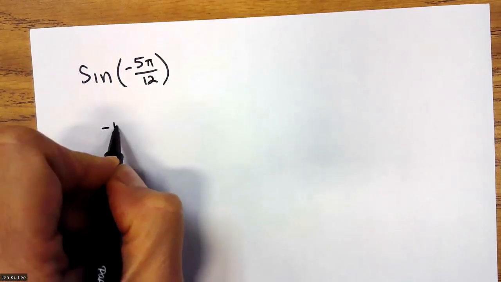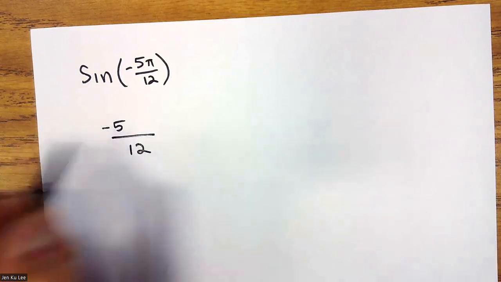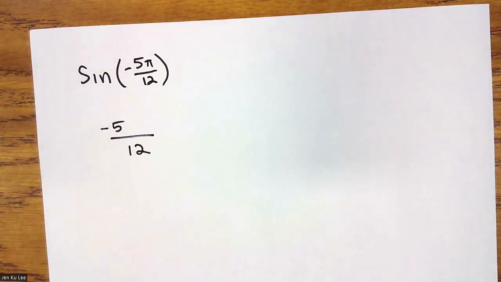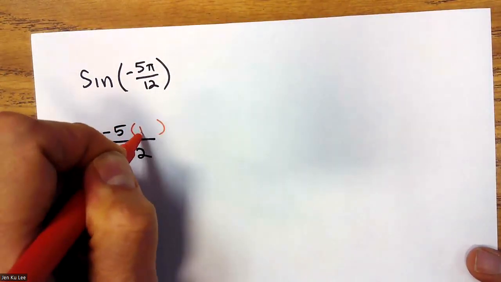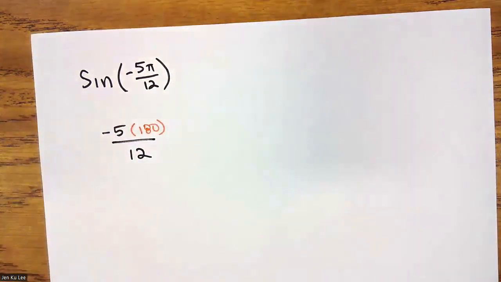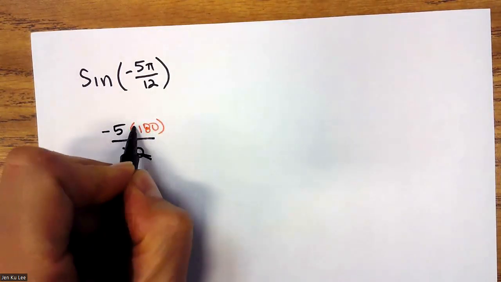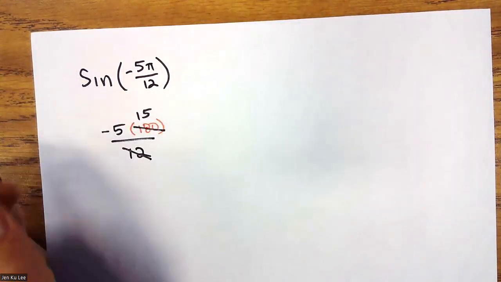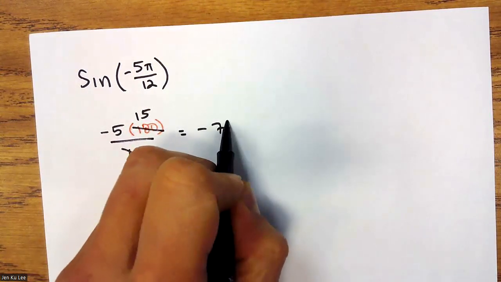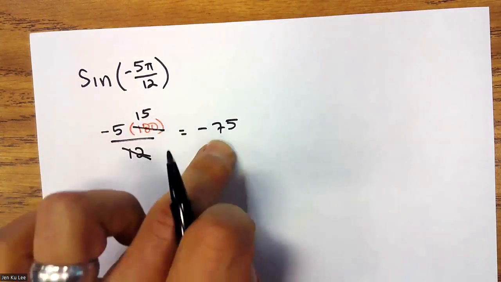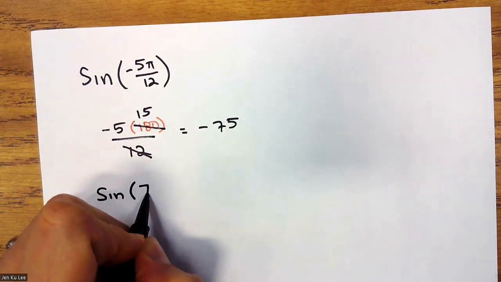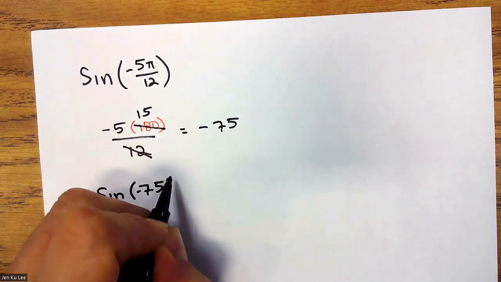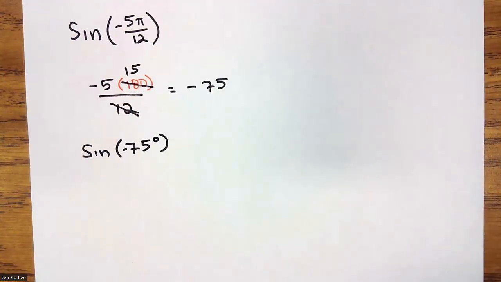The quickest way to change 5 pi over 12 into degrees is we know that pi equals 180. So just multiply by 180 instead of pi. I know that 12 goes into 180 15 times, so negative 5 times 15 is negative 75. So we essentially change the problem to sine of negative 75.